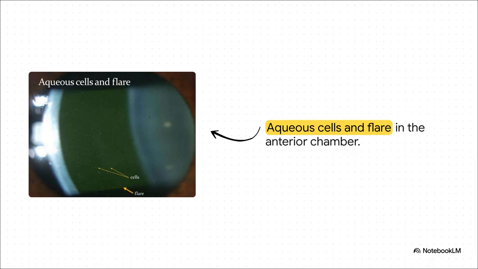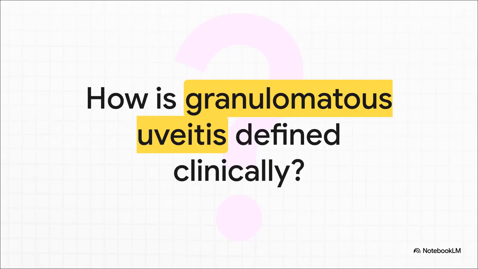Understanding the pathophysiology right here is absolutely crucial. Normal aqueous humor is optically clear, and that's because of the tight junctions in the non-pigmented ciliary epithelium. The breakdown of this blood-aqueous barrier allows leukocytes, those tiny floating cells, and protein, which is that hazy flare, to leak into the anterior chamber. The presence of cells tells you there is active inflammation happening right now, while flare tells you there is profound vascular permeability.